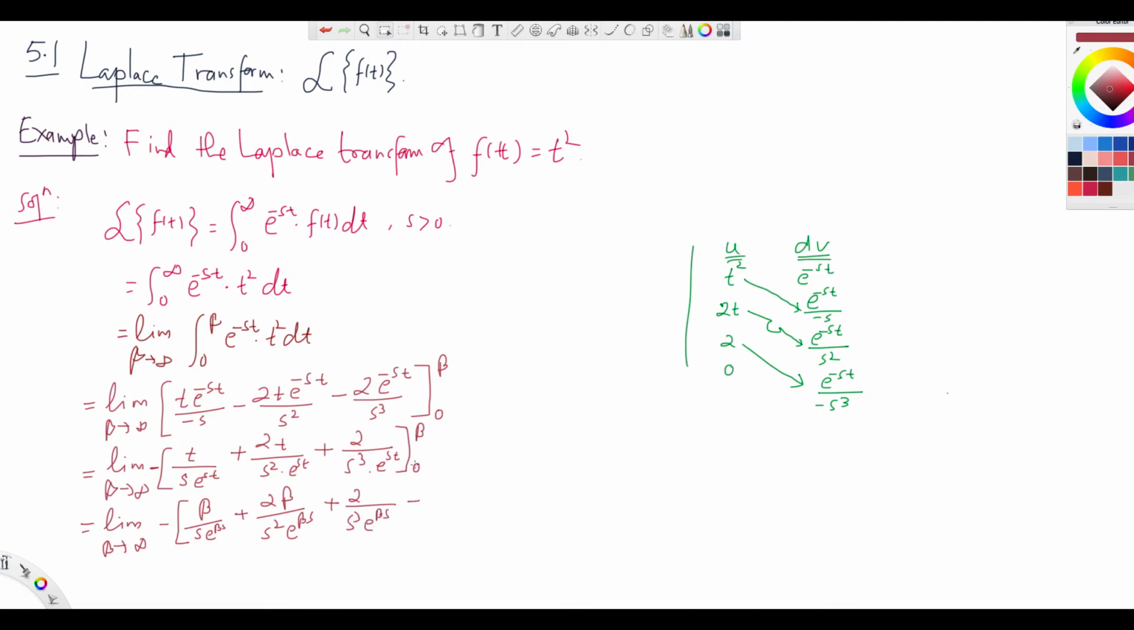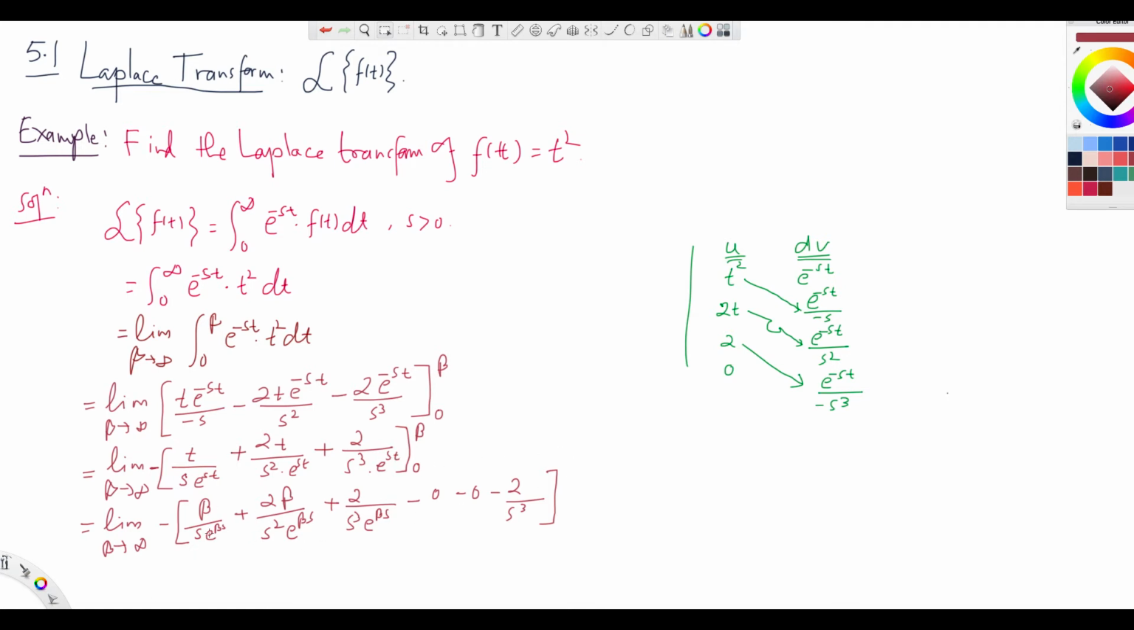Now you do minus, and we plug in 0. So it will be 0, and then minus 0, and then minus 2 over s cubed times e to the 0, that is 1, right? Why are these two 0? When you plug in 0 for the t in these terms, it is 0 over non-zero, which is 0. Again here, 0 over non-zero. And then you will get 2 over s cubed times e to the s times 0, which is 1. That's how you go.